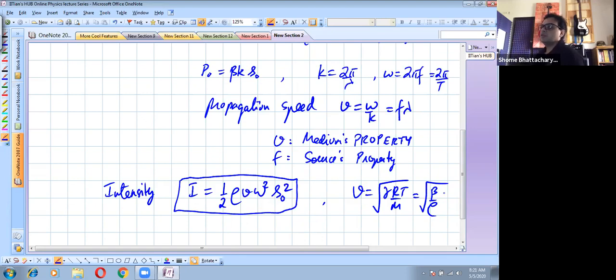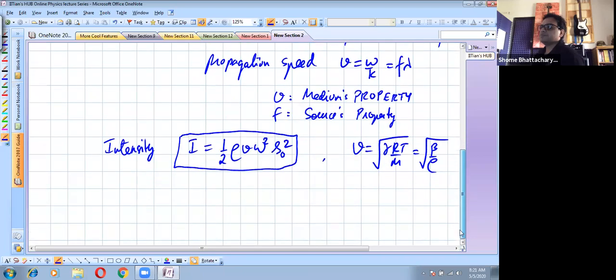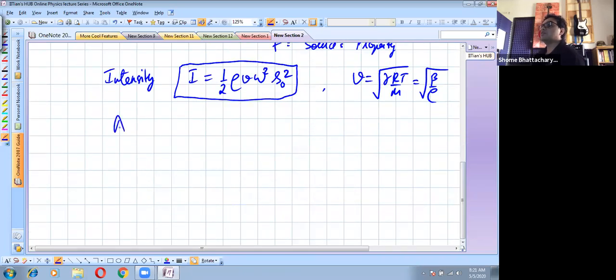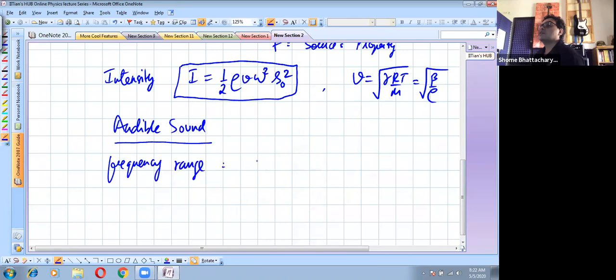And now, today we'll start by understanding audible sound. There are two important ranges. One is the frequency range, that is 20 to 20,000 hertz. So above this it is called ultrasonic, below this it is called infrasonic. So for human beings on an average, the audible sound range has to be in this frequency range.